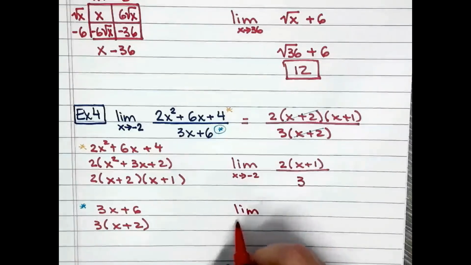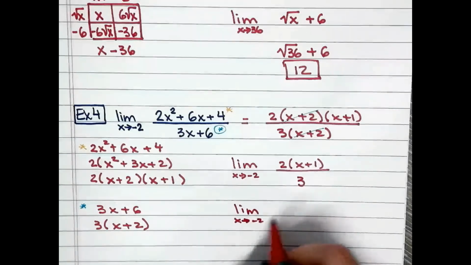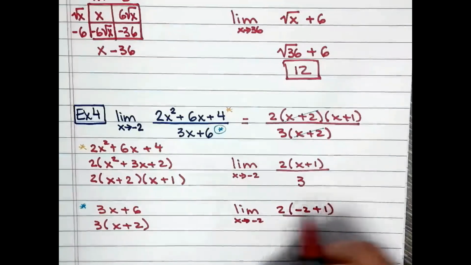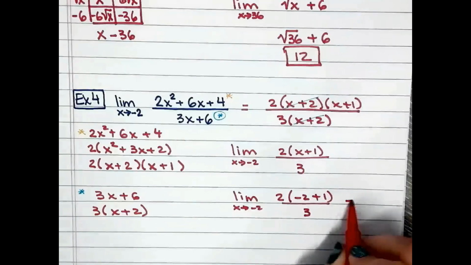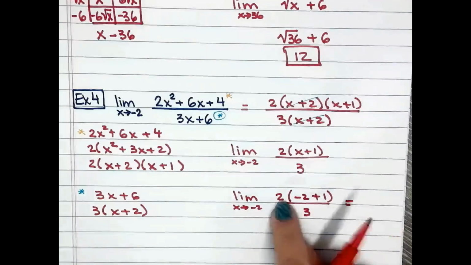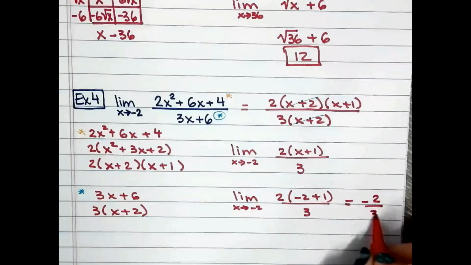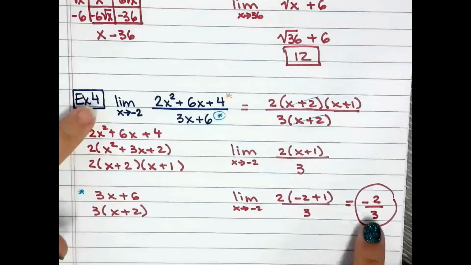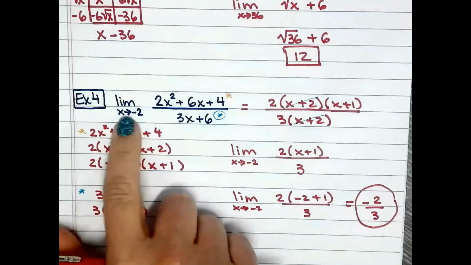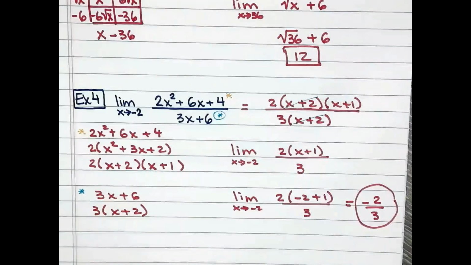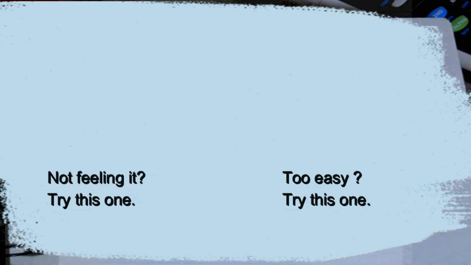So you have the limit as x approaches -2, so go ahead and plug in -2 for x. And here I have -1. -1 times 2 is -2 over 3. So all this work, and that's the limit as x approaches -2 of this function. It's approaching -2/3. That's your answer right there.